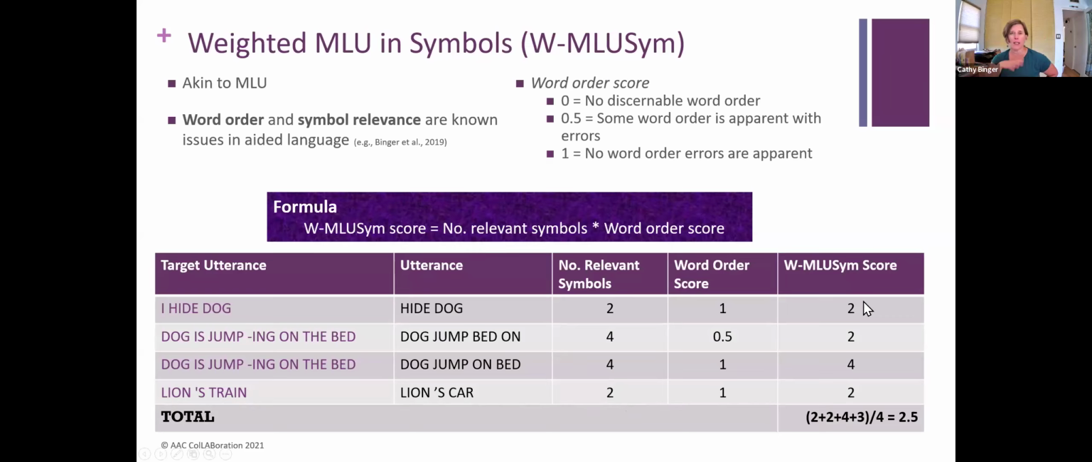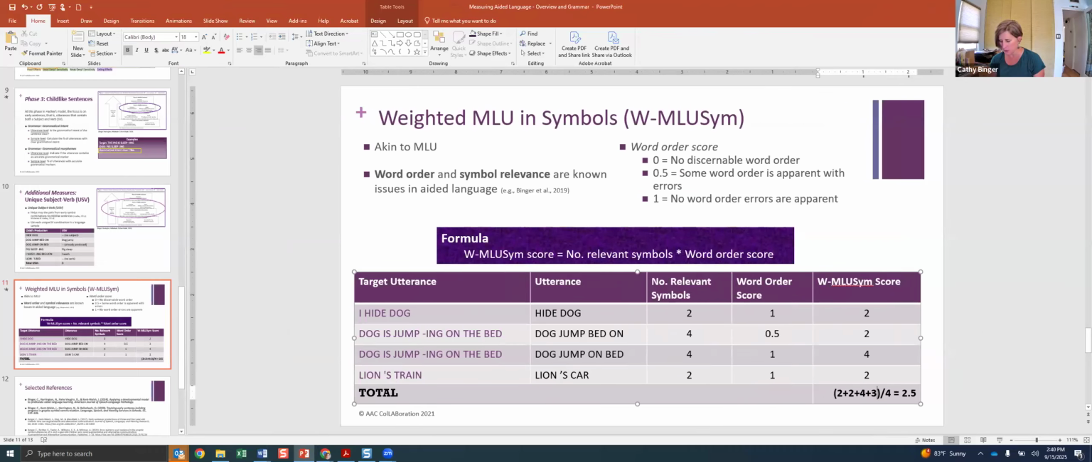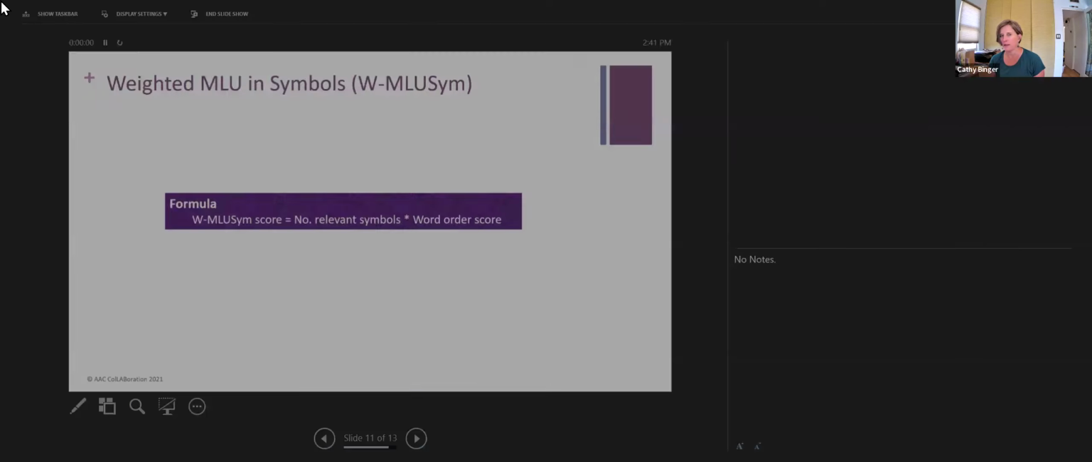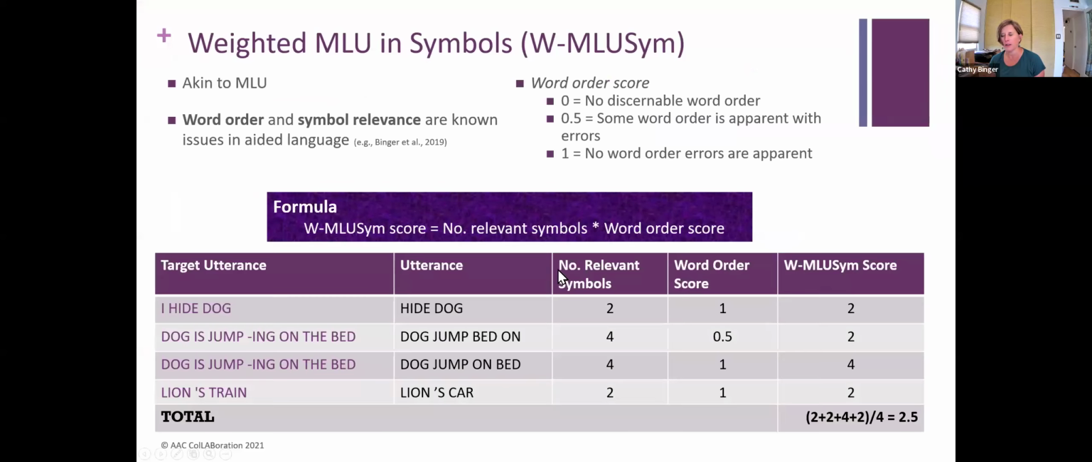And then just like any other time you calculate MLU, once you have your sample, and again, you normally have a much bigger sample, you add everything up. 2 plus 2 plus 4 plus 2. I didn't fix this one. 2 plus 2 plus 4 plus 2 divided by 4 is 2.5. So for this sample, the child gets a weighted MLU of 2.5.